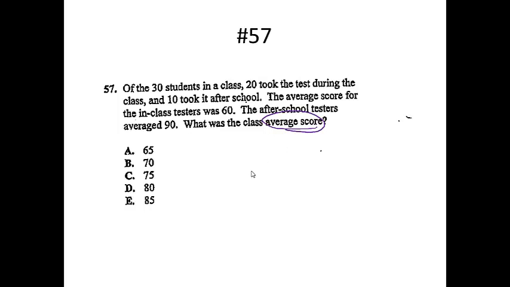So class average means adding all the people's scores up and dividing by how many people took the test. So there were 30 people that took the test. 20 of them took it during class, and their score was 60. So I'm going to put 20 times 60 because that was their average, and then plus we had 10 people that took it after school, and their score was 90. All right, so if we work that out, we'll do 20 times 60 plus 10 times 90, and then we'll divide that result by 30, and we should get 70, which is choice B.